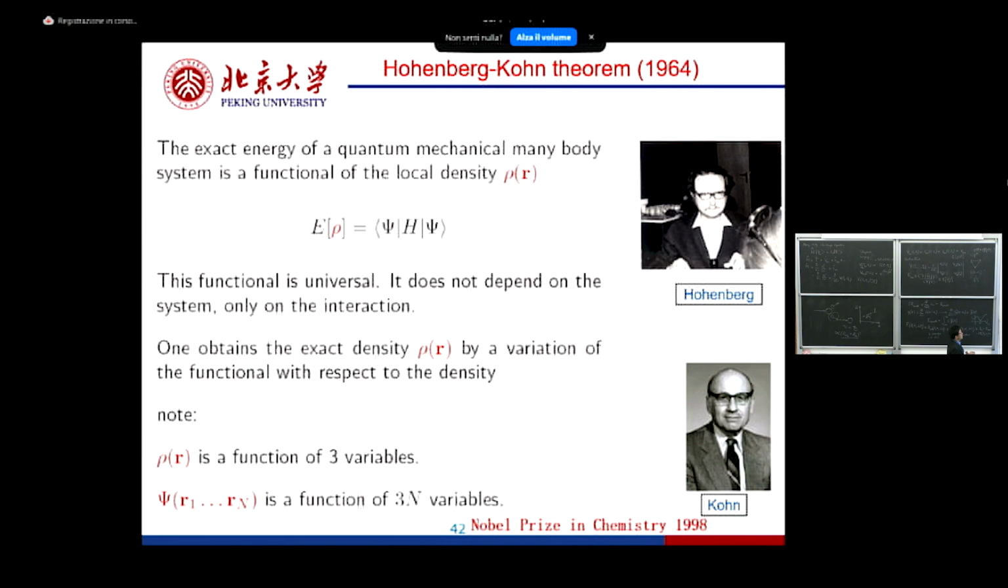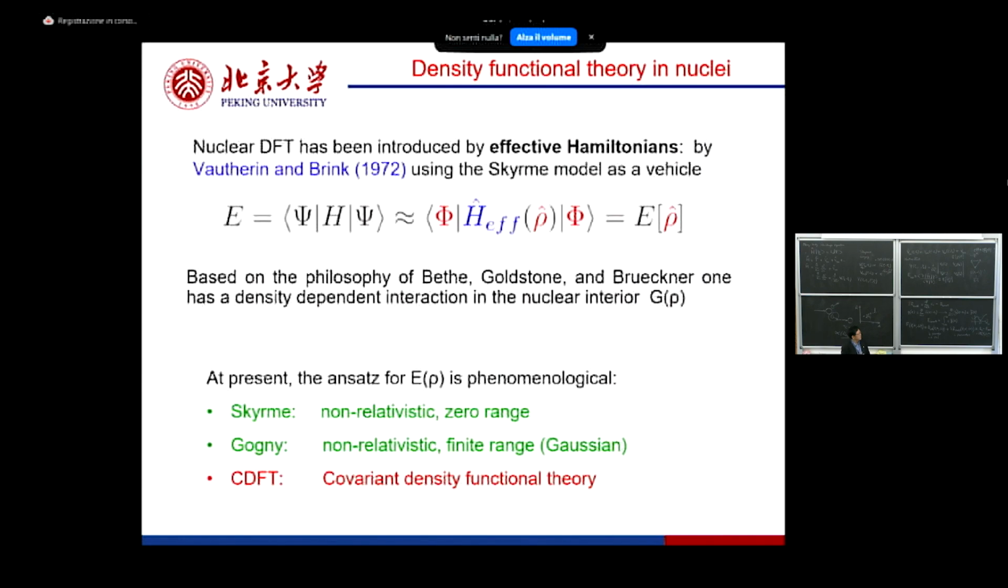So in such a way that we could obtain the exact solution by evaluation of the functional with respect to the densities. And therefore, they finally got the Nobel Prize in chemistry in 1998. And then in nuclear physics, the nuclear density functional was introduced by so-called effective Hamiltonians.